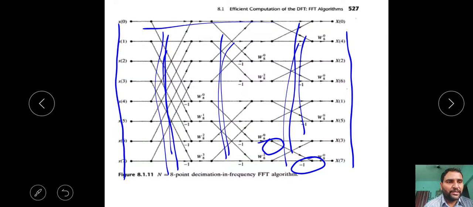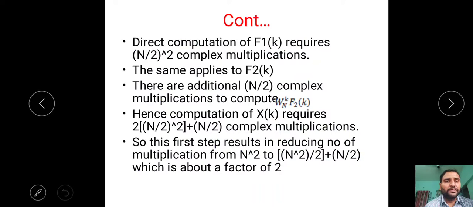Both the DIT FFT algorithm and the DIF FFT algorithm are used to find the FFT, that means the DFT, of the given sequence. What is the use of these FFT algorithms, sir? They reduce the complexity of the direct DFT method. Okay, that is about DIT and DIF FFT algorithms.